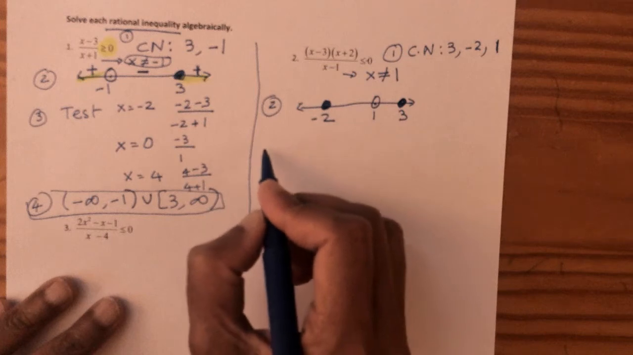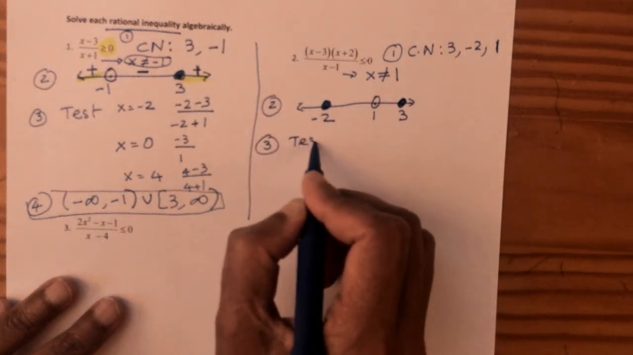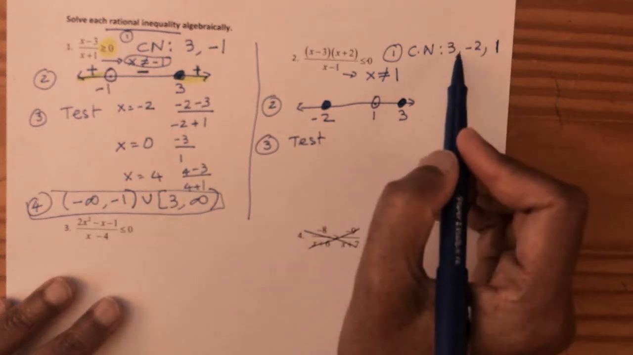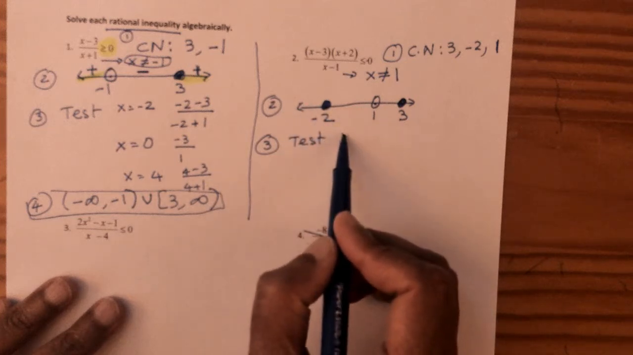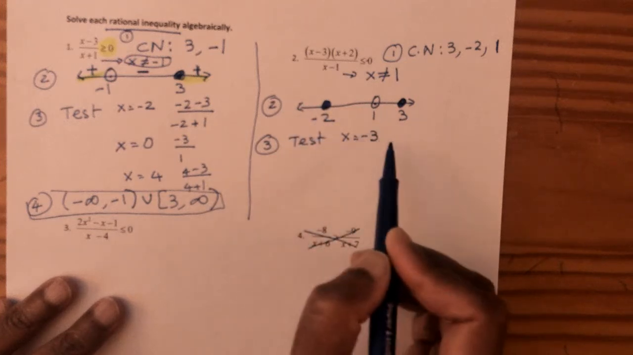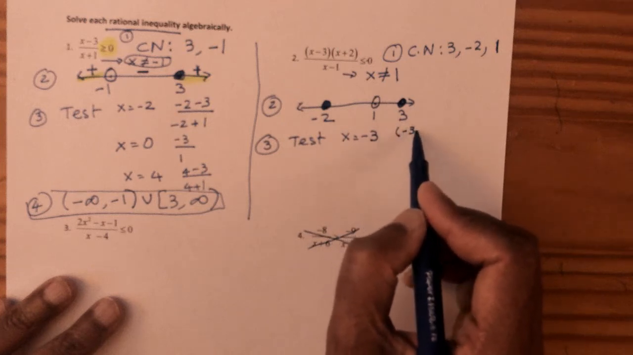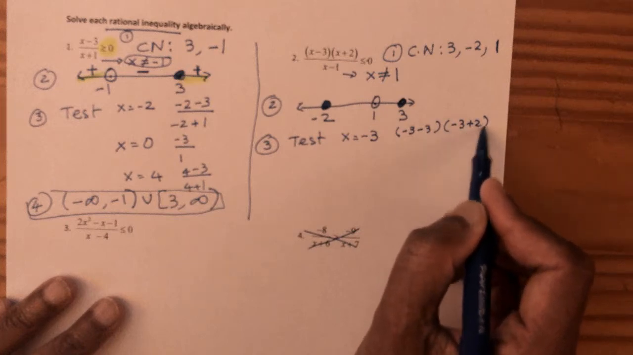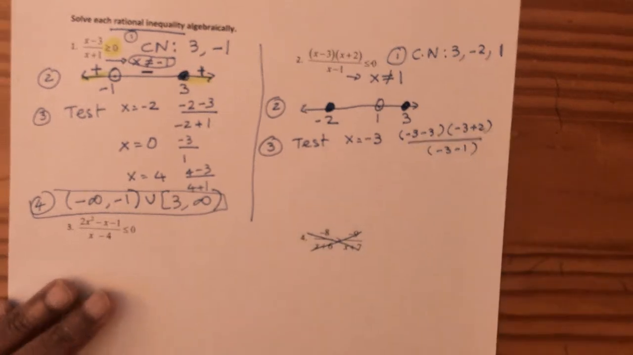Then step number 3, you do test values. So there are multiple test values to do. So you will start with values in this section, less than -2. So I'll take x equals -3. When you put -3 here, you have -3 times -3, plus 2, over -3 minus 1.